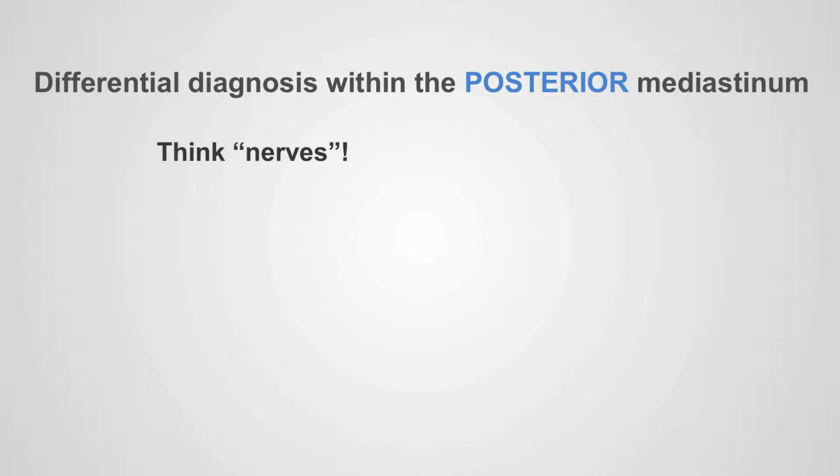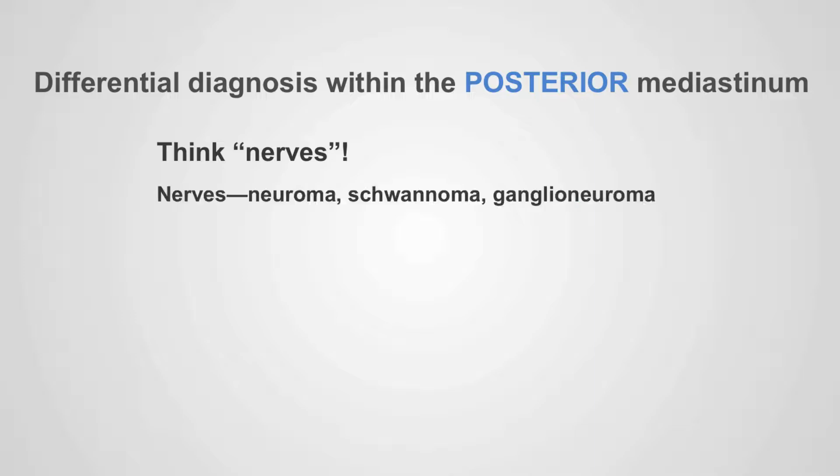Now, when we were talking about the anterior mediastinum, we were talking about the 5 T's. When we talked about the middle mediastinum, we talked about the anatomical structures within the middle mediastinum. When we think of the posterior mediastinum, we should be thinking about the nerves. Think about nerve tumors such as neuromas, schwannomas, or ganglioneuromas.